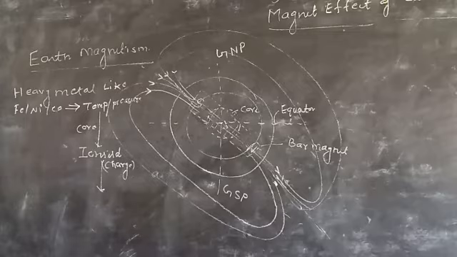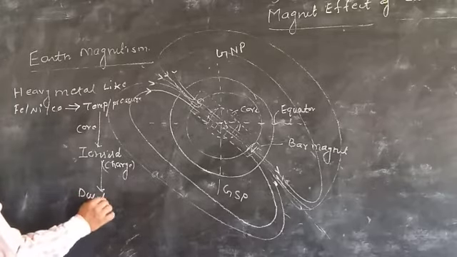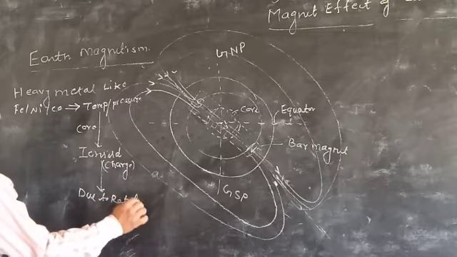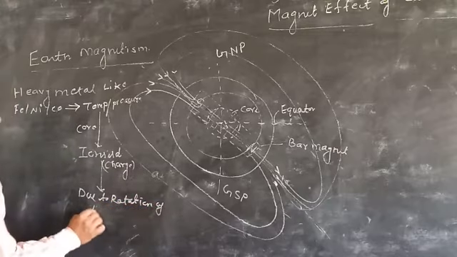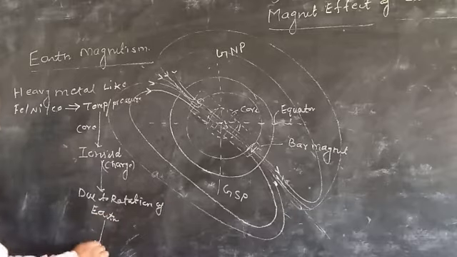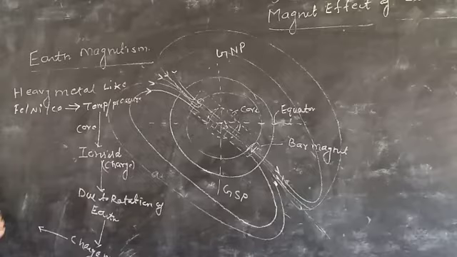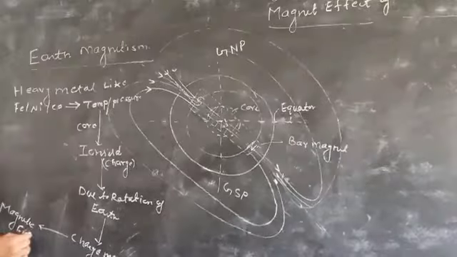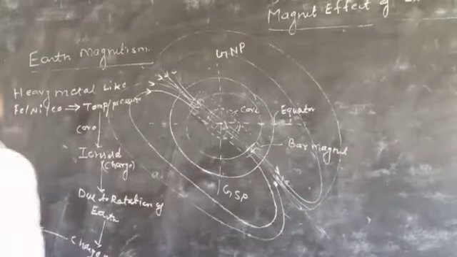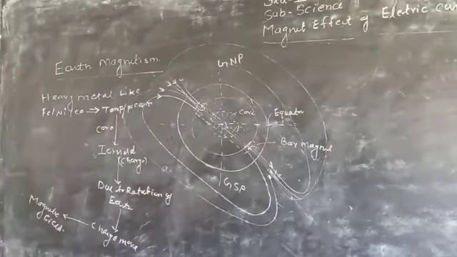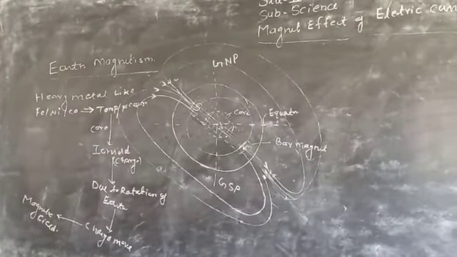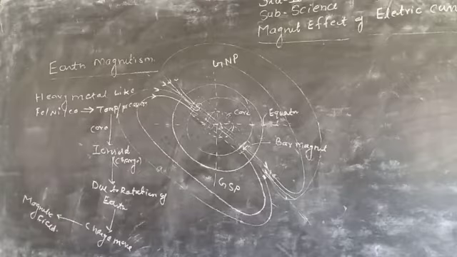Due to the rotation of the earth, charge moves, and if charge is moving, then a magnetic field is created. Magnetic field is produced. That is the basic reason of earth magnetism. This is the basic configuration of how the magnetic field is created inside the earth. This is the basic concept.